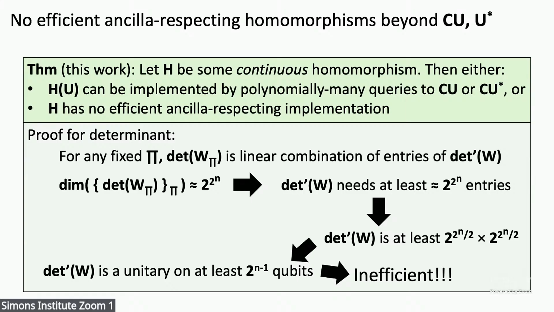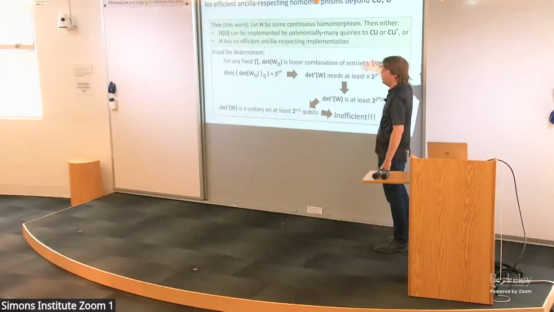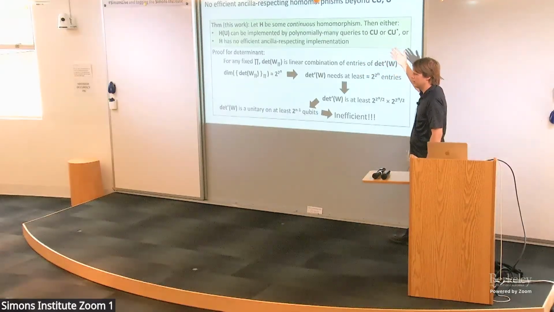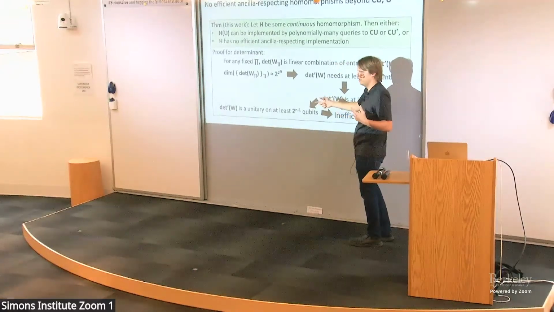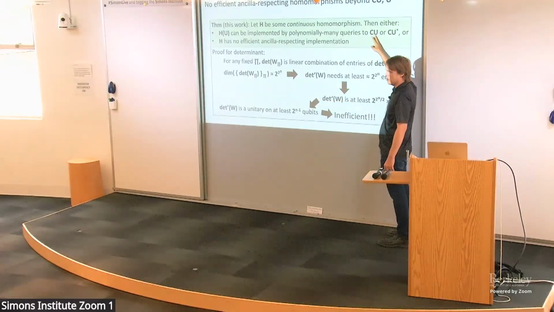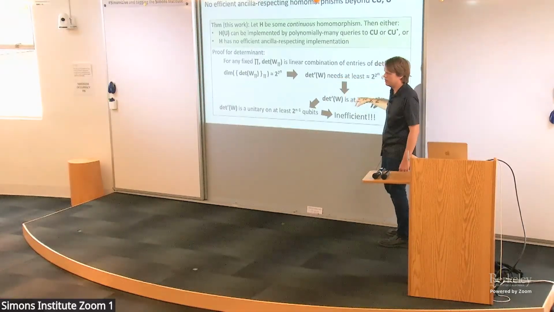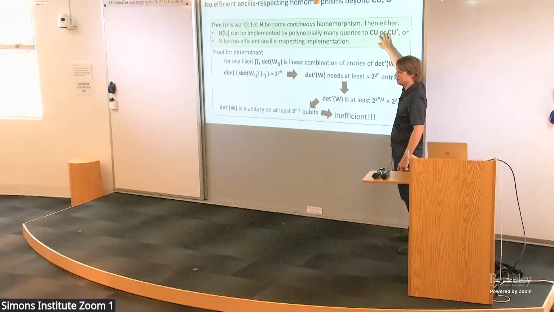Where did you use that det is continuous? I didn't; this is a proof by example. The general proof says that for any homomorphism on unitaries that is continuous, I can use the representation theory of unitary homomorphisms to decompose it into some operations. And those operations will make some number of queries to CU. If they make more than a polynomial number of queries to CU, the same phenomenon happens. The determinant is just one example. It happens to be continuous, so the theorem statement is more general.